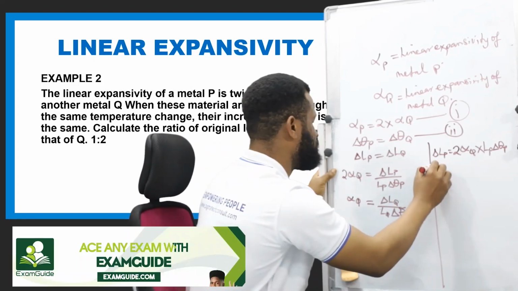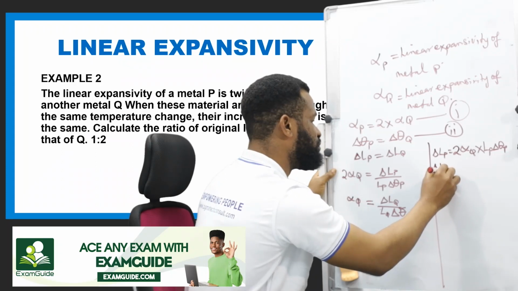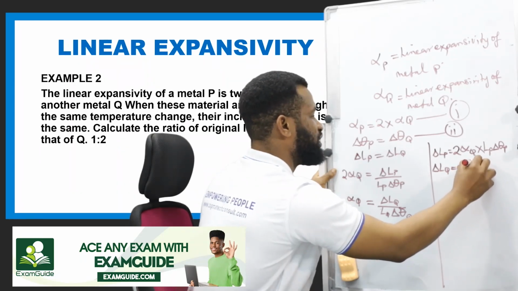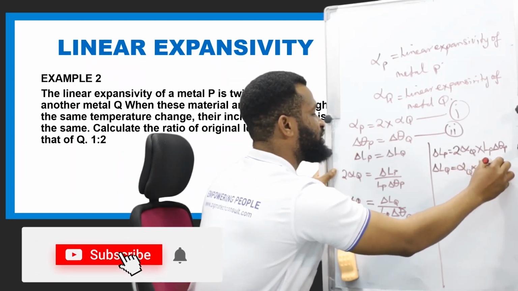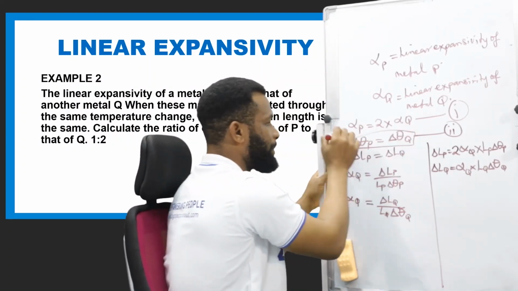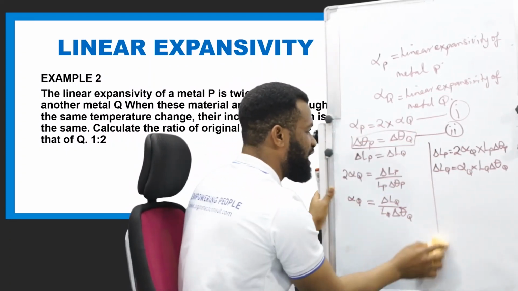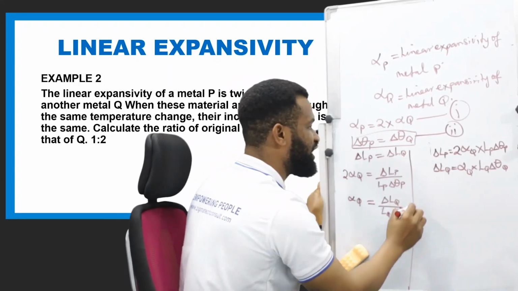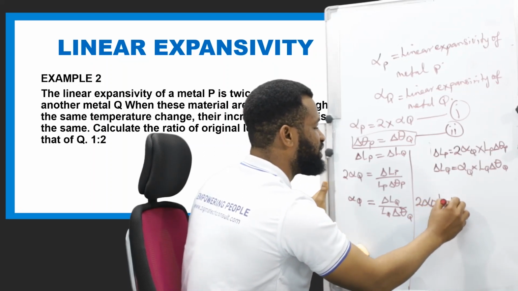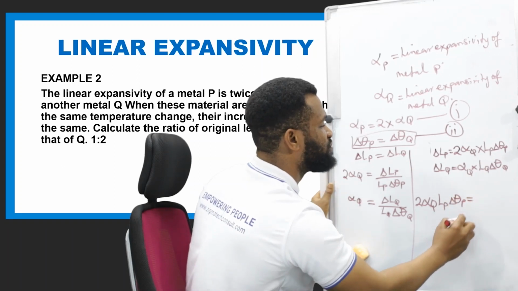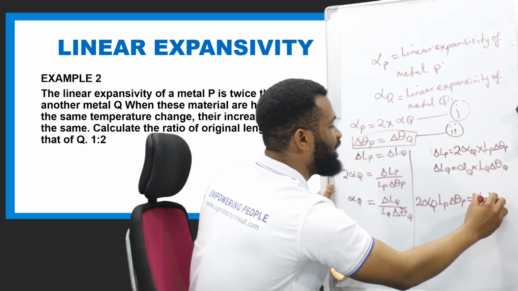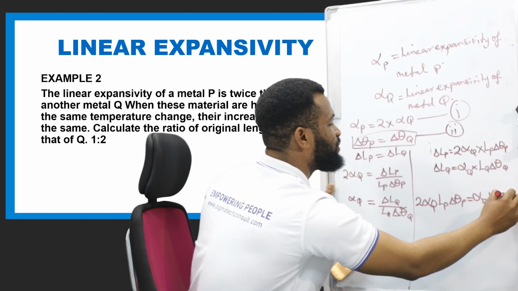Yes, and also the change in the length of the metal Q is equal to the linear expansivity of Q times the length of Q and the change in temperature of Q. Now, since this and this are the same thing according to this relation, I'm going to say that 2 times the linear expansivity of Q, L of P, change in temperature of P, is equal to the linear expansivity of Q and L of Q, change in temperature of Q.